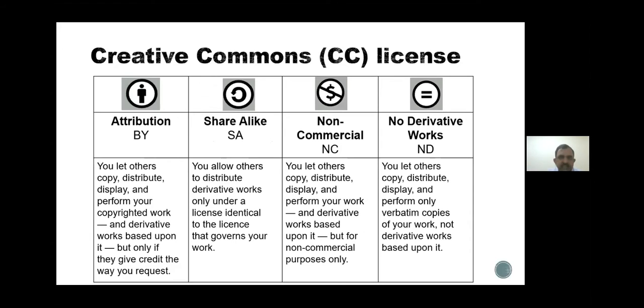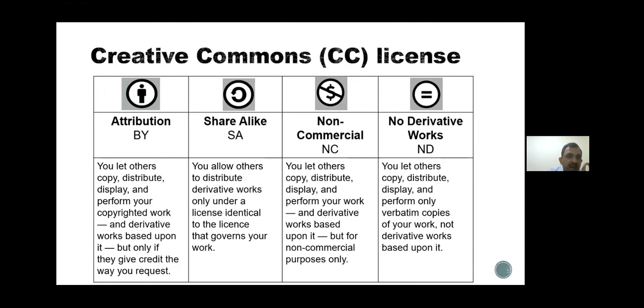If you see any Creative Commons license, these four symbols are associated with it. One is attribution, BY. Second is share alike, SA, which is almost the opposite of copyright. Then there is non-commercial, NC, where a dollar is not allowed, and no derivative work, ND. So these four elements come in some combinations, which explain what kind of freedom the content creator or the author has given to you.